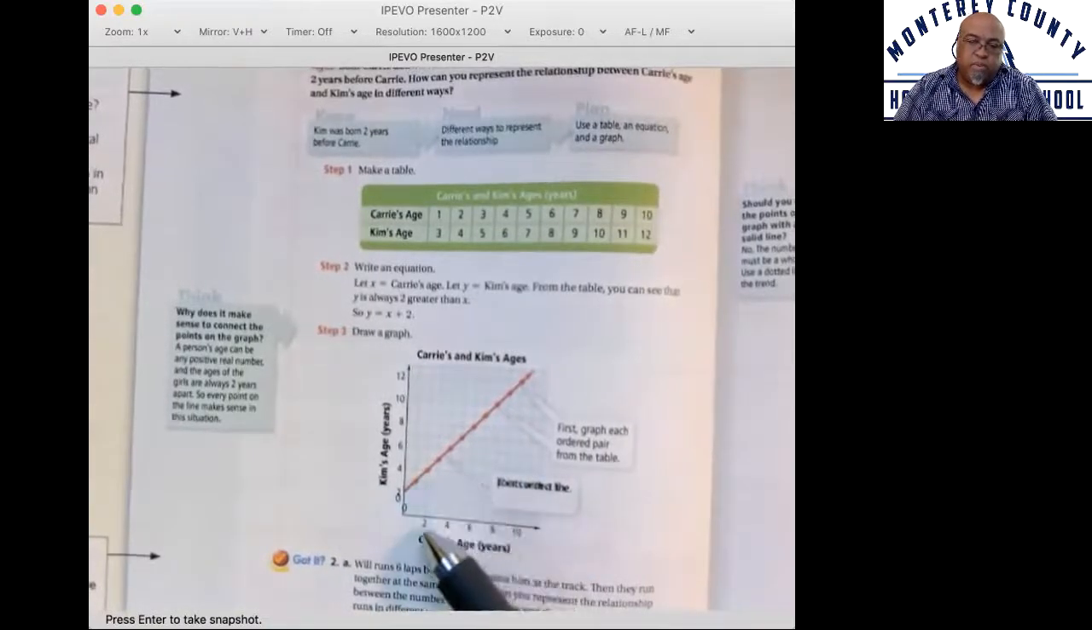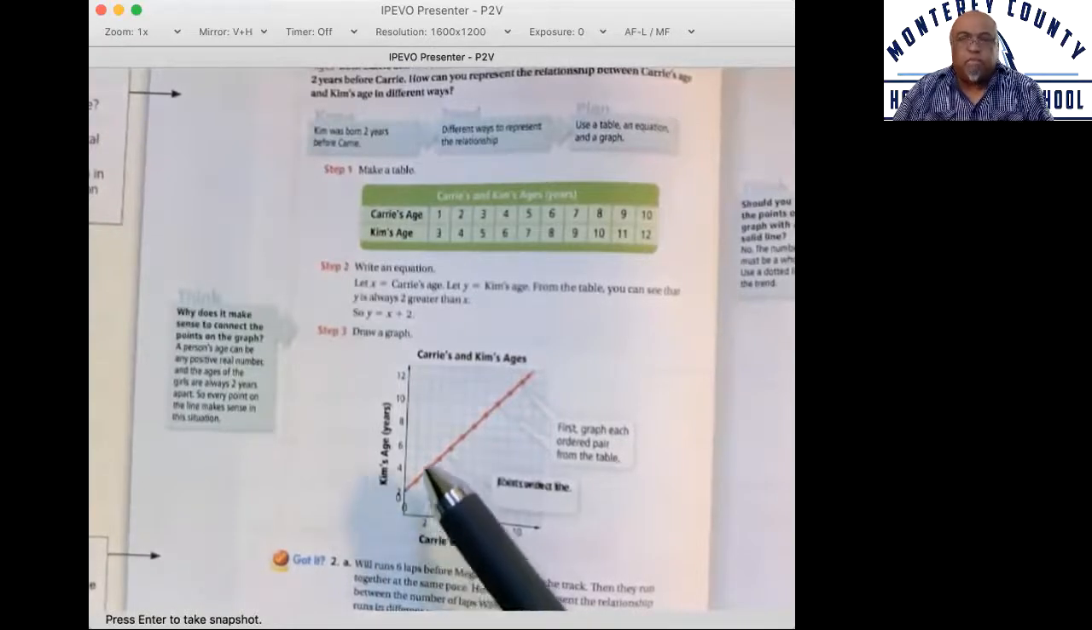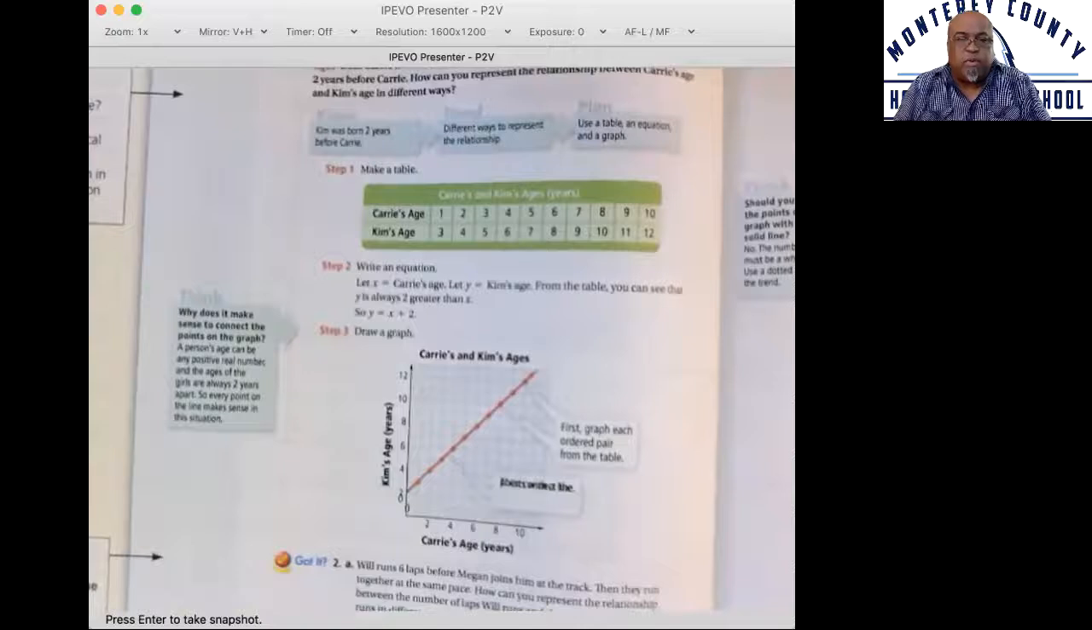Regardless, if you match these two numbers, then at 0 years old for Carrie, Kim is already 2. At 1 year for Carrie, Kim is 3. At 2 years for Carrie, Kim is 4. So you can kind of see the progression. Okay? Any questions in this so far? All right, let's go to problem 3.